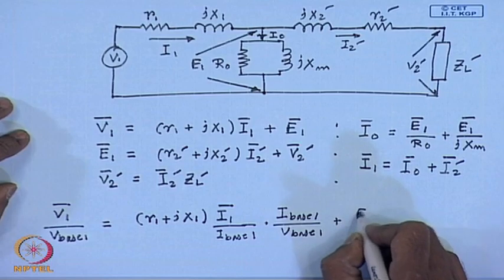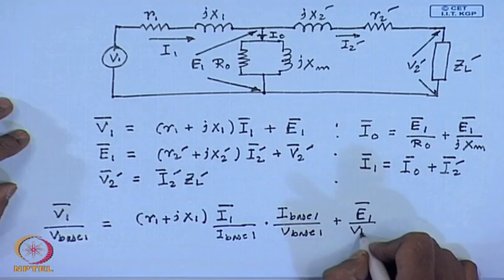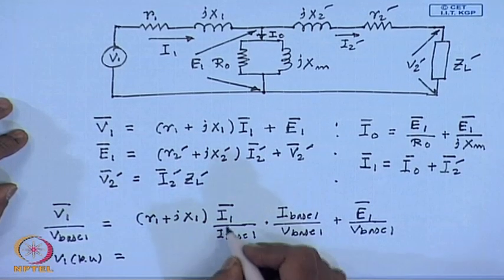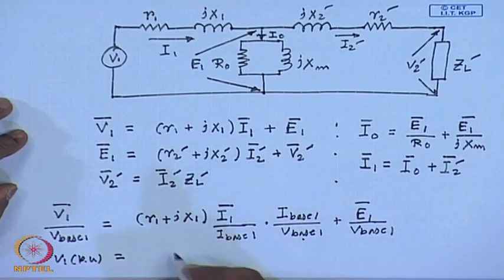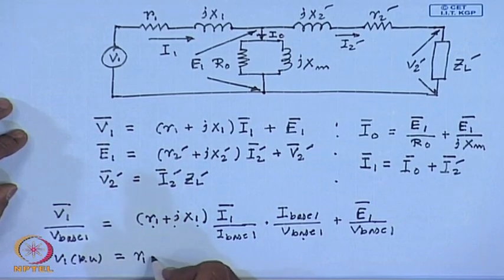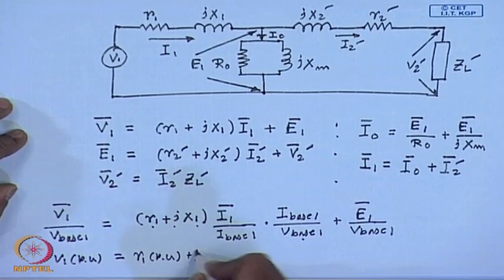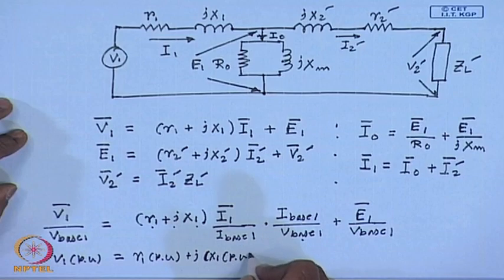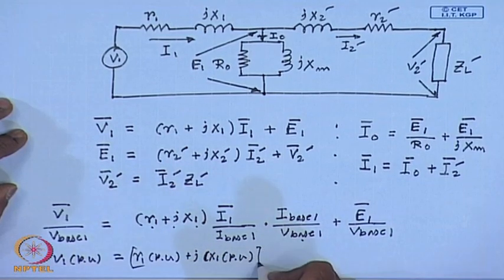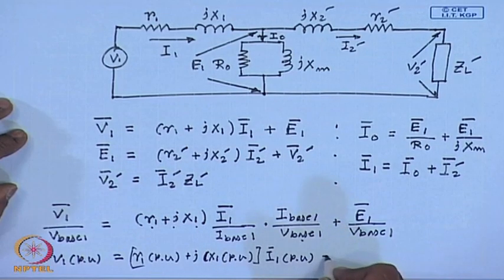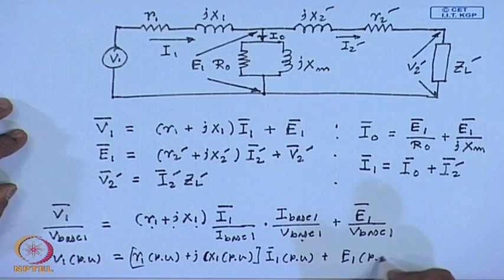Plus E 1 by V base 1. But this is V 1 per unit equal to, V base 1 by I base 1 is Z base 1, and R 1 plus j x 1 by Z base 1 is R 1 per unit plus j x 1 per unit into I 1 per unit plus E 1 per unit.